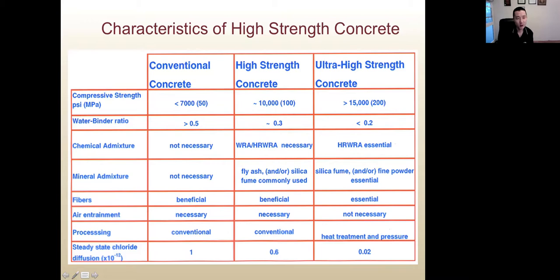For mineral admixtures, it is not necessary for conventional concrete, but it is important or even essential for high strength and ultra high strength concrete, especially for silica fume. Silica fume can greatly improve the pore structure and refine the ITZ, which is the bonding between the paste and the aggregate. So for all high strength concrete, we should use at least 5% of silica fume. Sometimes fibers are also used to control the cracking of high-strength concrete.